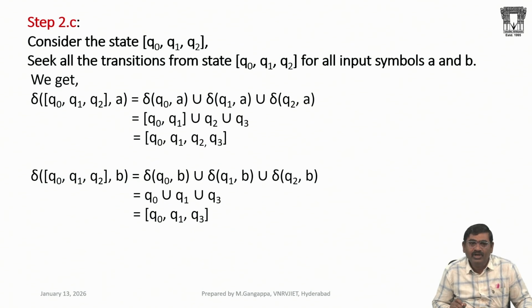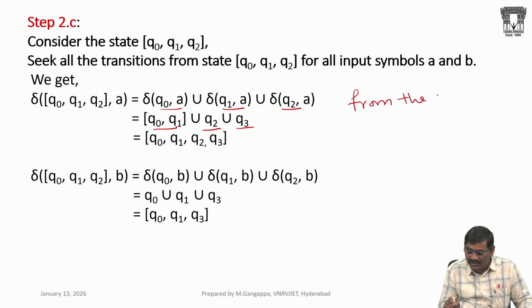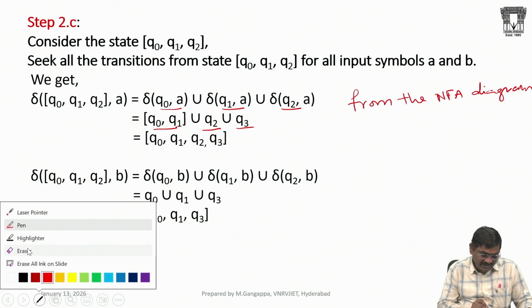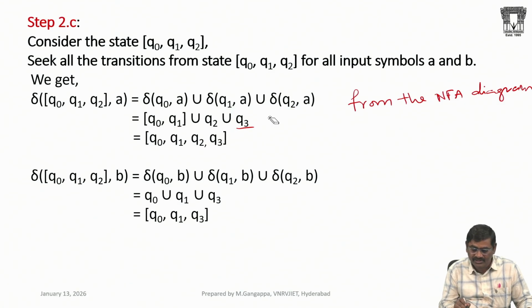So Q0 Q1 Q2 on A can be written as Q0 on A, Q0 Q1; Q1 on A, it is Q2; Q2 on A, it is Q3, from the NFA diagram. And by combining all of them, we get one state, that is Q0 Q1 Q2 Q3, right? So this is one state generated here.